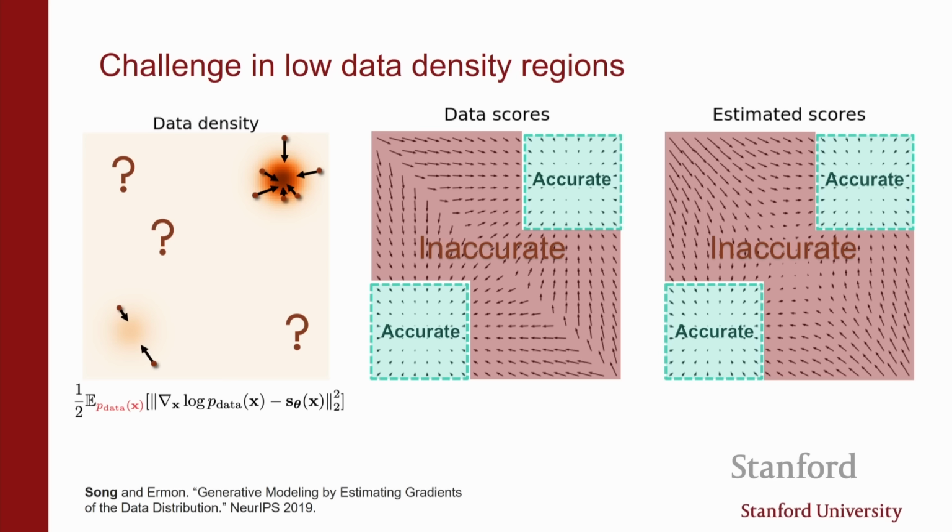And so if you think about the loss, the neural network is going to have a pretty hard time estimating the gradients in between. You can see here an example where we have the true data scores in the middle panel and the estimated data scores on the right panel. And you can see that the arrows match pretty well at the corners where we're going to see a lot of training data, but they're pretty bad the moment you go away from the high data density regions.